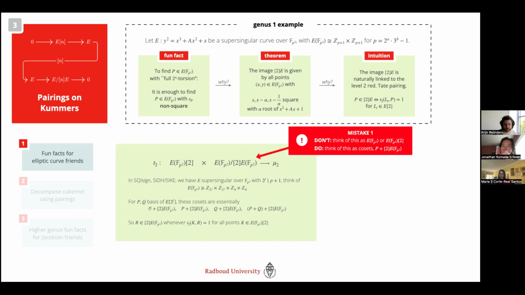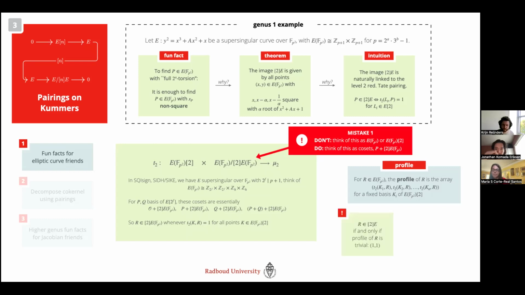This becomes a bit tighter when I define this as a profile. So for a general point on the curve, what I will define as the profile is the evaluation of the Tate 2 pairing in a fixed basis of the 2 torsion. In this case, it would be 2 values, right? The 2 torsion we can define by a basis of 2 points, and then we would define the profile as the Tate 2 pairing of that point with those 2 basis points. And then what I'm trying to say is that a point is in the doubling if and only if the profile of R is trivial, if this pairing is always 1.